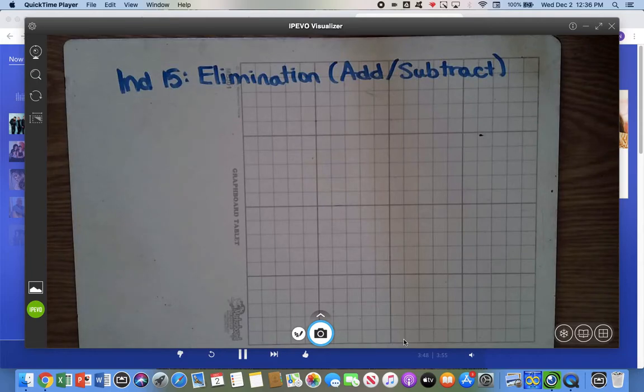Right, we are ready for indicator 15. We are ready for our last indicator of the semester. So we just have a few lessons. We're going to break it down into a few days. And we are still solving systems of equations.